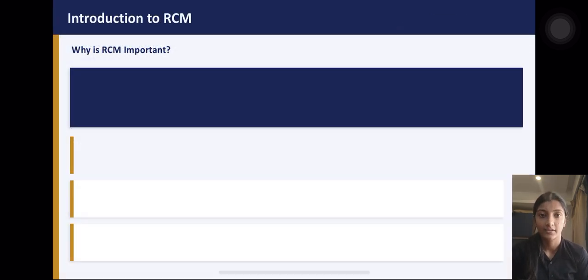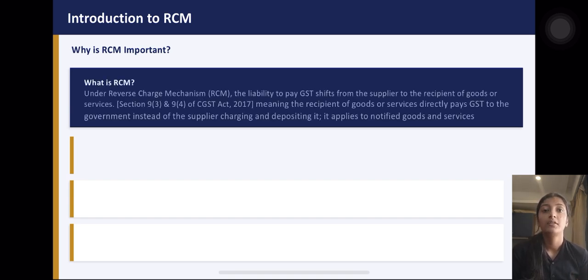So let's get started. Introduction to RCM. Before we jump into categories, let me first explain what exactly is RCM. Normally in GST, the supplier of a service collects the tax from the customer and deposits it to the government. Simple, right? But under reverse charge mechanism, this whole process is flipped. Here, the receiver of the service is responsible for paying the GST directly to the government and not the supplier. This is governed by Section 9, subsection 3 and Section 9, subsection 4 of the CGST Act 2017.